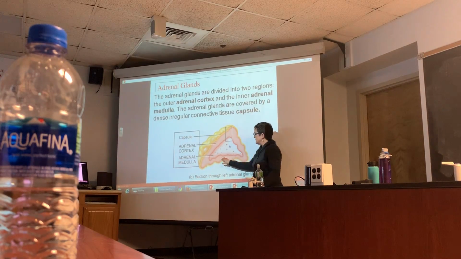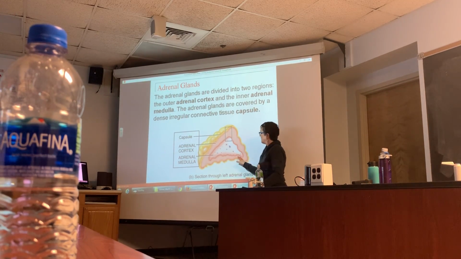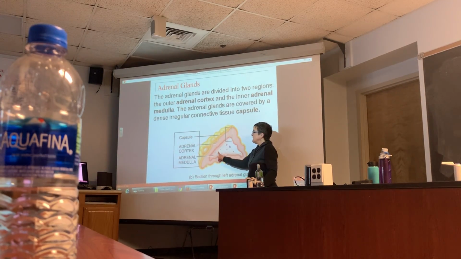The adrenal cortex is the outer region, just like the outer region of your brain is the cerebral cortex or the cerebellar cortex. You know, you have the outer layer. So the outer layer of an organ is often referred to as the cortex, and then the inner region is the medulla of an organ.